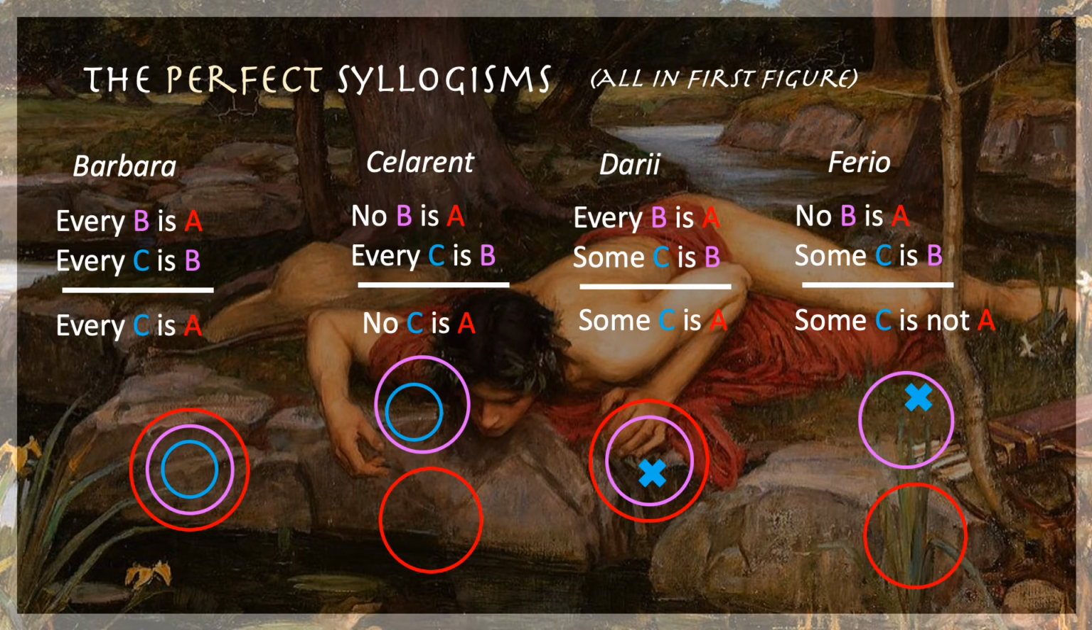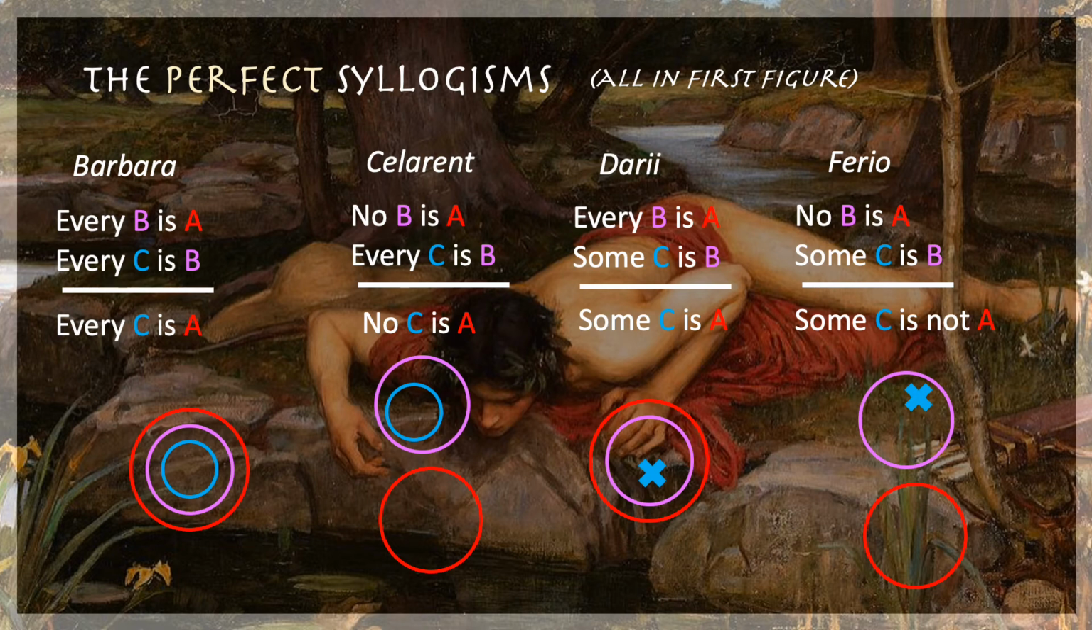The third kind of perfect syllogism is called Darii. That's because its major premise is a universal affirmative, A, and the minor premise, as well as the conclusion, are particular affirmative propositions. Recall that the letter representing particular affirmative propositions is I.